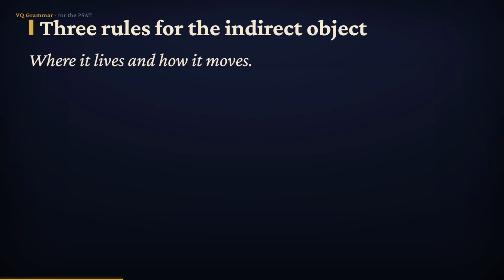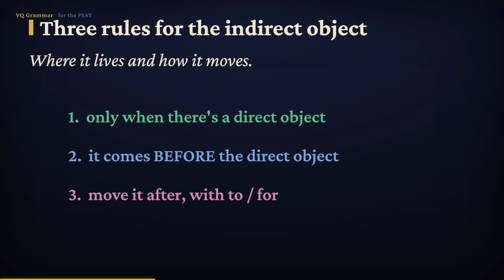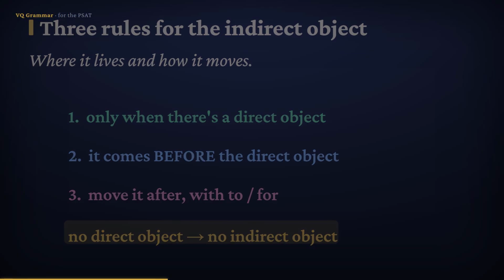The indirect object follows three rules. First, it only shows up when there's also a direct object, never on its own. Second, it always comes before the direct object, sitting right after the verb. In Nadia handed Theo the scissors, Theo comes before scissors. Third, you can move it after the direct object by adding to or for. So no direct object means no indirect object, every time.